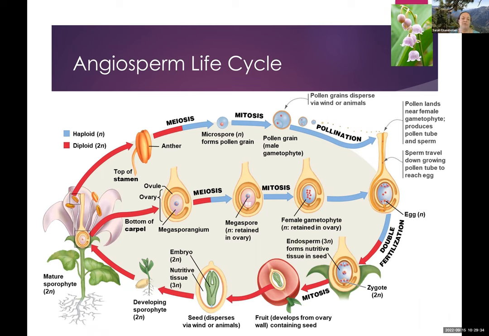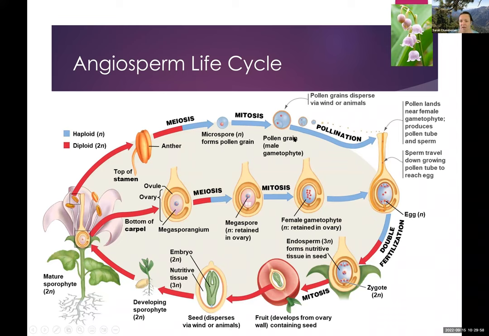Okay. So here's our mature sporophyte. Ain't it cute? And so here the anther is the part of the flower that has the male bits. Inside the anther, you undergo meiosis to produce a microspore. This is not surprising. That microspore undergoes mitosis to produce the pollen grain.